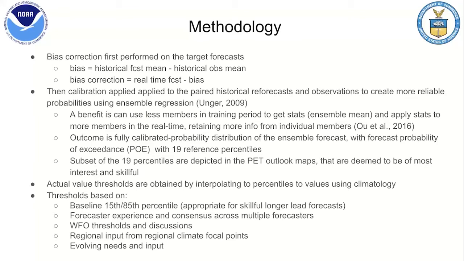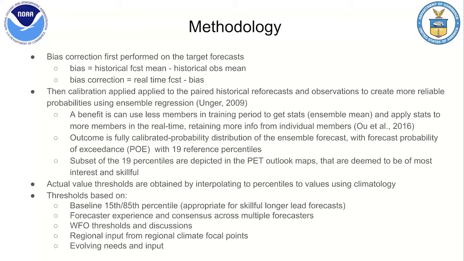So we can use fewer members in the training period to get the statistics because we use the ensemble mean to get those statistics. But when we do the stats in real time, we can apply those stats to each of the individual members in real time. So we retain more of the information from the real-time members. Therefore, we get a probability distribution that incorporates more ensemble data.